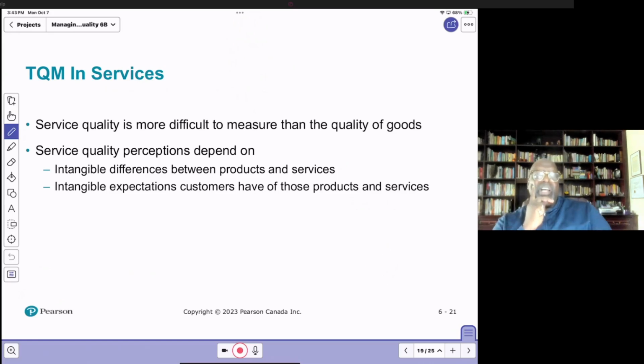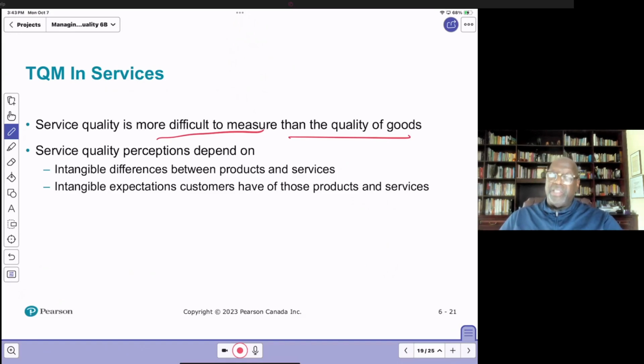TQM in services. We've been talking a lot about products because that's where a lot of the work was done, but it also exists in services. It's a bit harder to measure because the customer is usually involved in the process itself, and the customer's level of satisfaction influences the definition of what quality is. So it's more difficult to measure than the quality of goods. For goods, we could measure the performance, take dimensions, the size of it, the weight of it, the volume, etc.